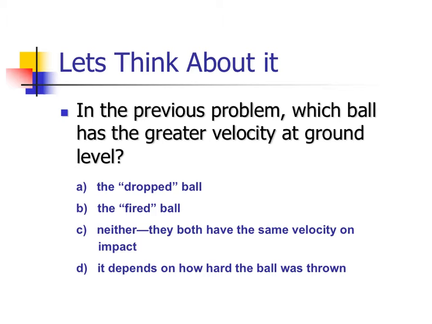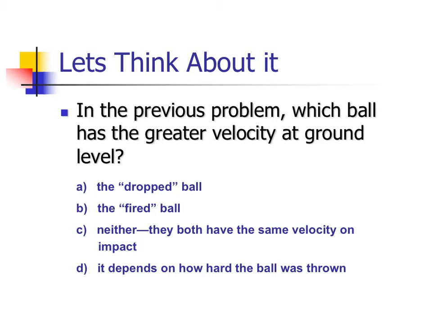Now to follow up, by the way, now you have to answer both of them. In the previous problem, which ball had a greater velocity at the ground level? Which ball had the greater velocity at the ground level? The object that has a higher velocity at the ground level is the fired ball. You might have a greater net velocity. They both hit the ground at the same time.